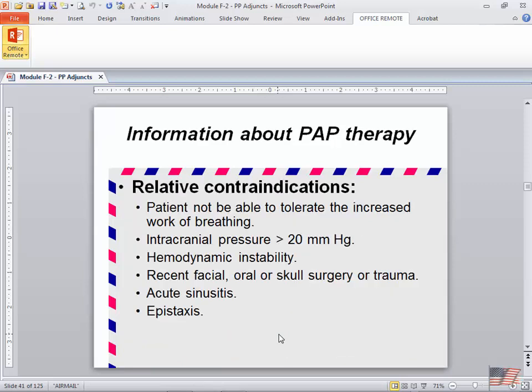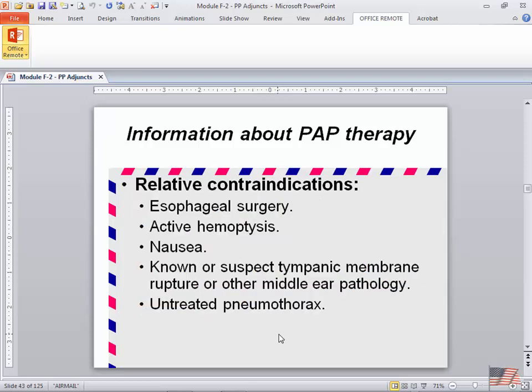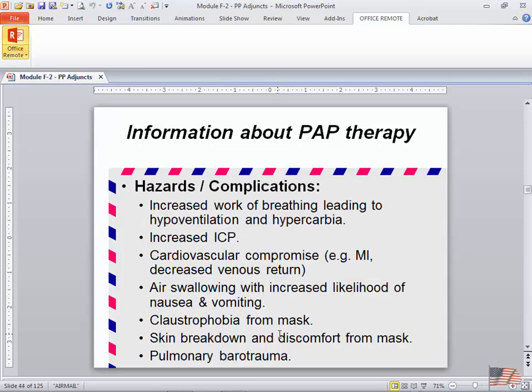No absolute contraindications, but there are relative contraindications. The patient can't follow directions. The patient has hemodynamic instability. Something with maybe oral or facial skull surgery or trauma. They have nosebleeds. They're nauseous. Kind of common sense stuff. And of course, untreated pneumothorax. While we're not treating that pneumothorax with all these therapies, I'm not entirely sure.